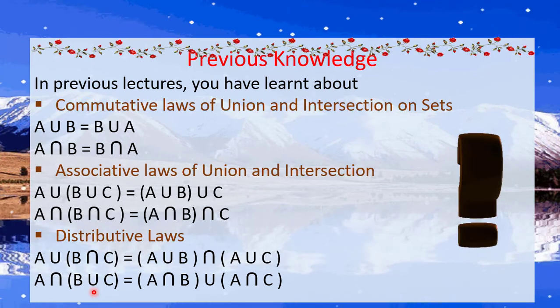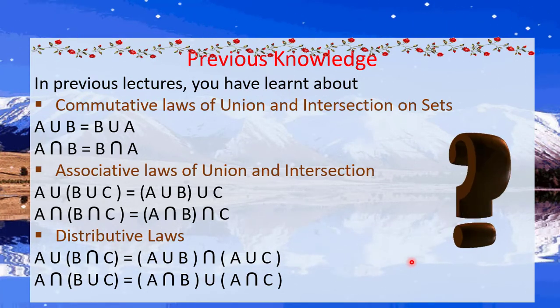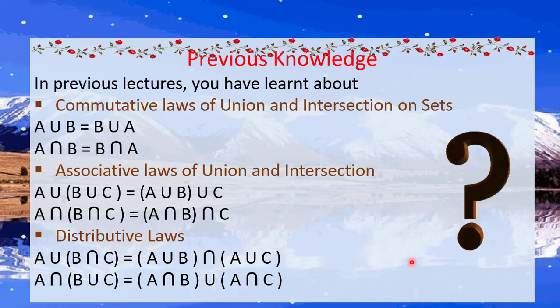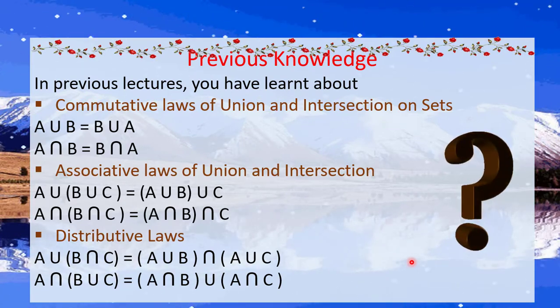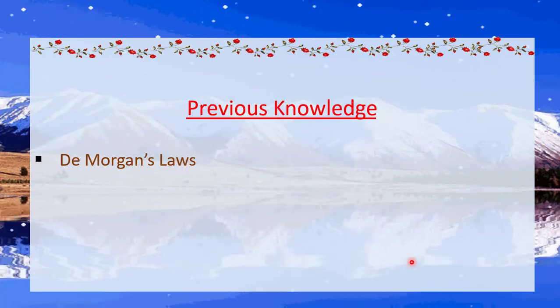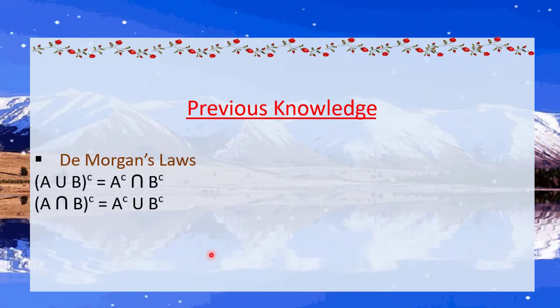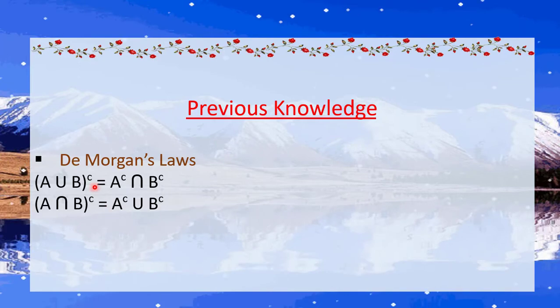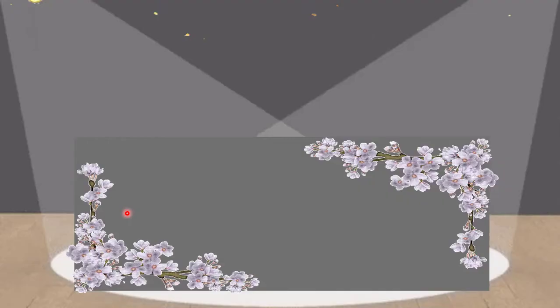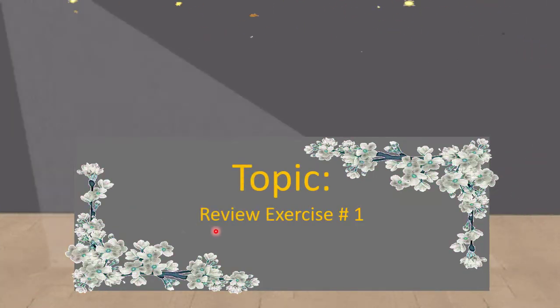Students, did you already know these laws? If no, then just recall the previous knowledge as given here. If A and B are the subsets of a universal set U, then the De Morgan's laws are given over here as. Now the topic is review exercise number 1.